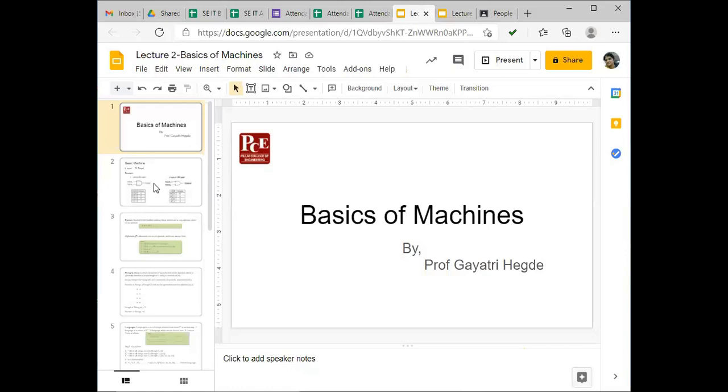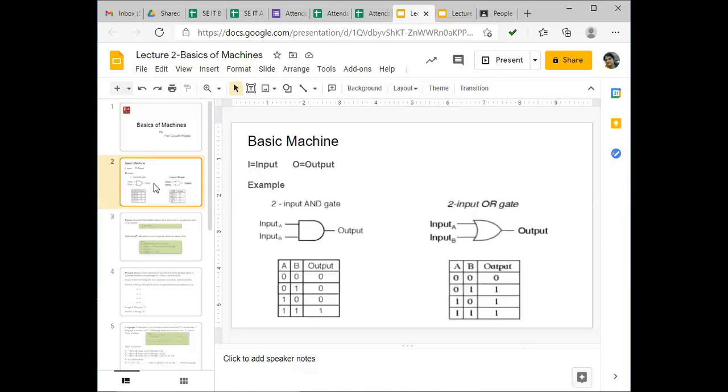So we'll start with this. As I said, our syllabus starts with finite automata. Before going to finite automata, we need to know what a basic machine is. The first machine which comes to mind is the basic machine, which just takes the input and gives the output, as in your example of an AND gate or OR gate. It takes 2 inputs and gives 1 output.